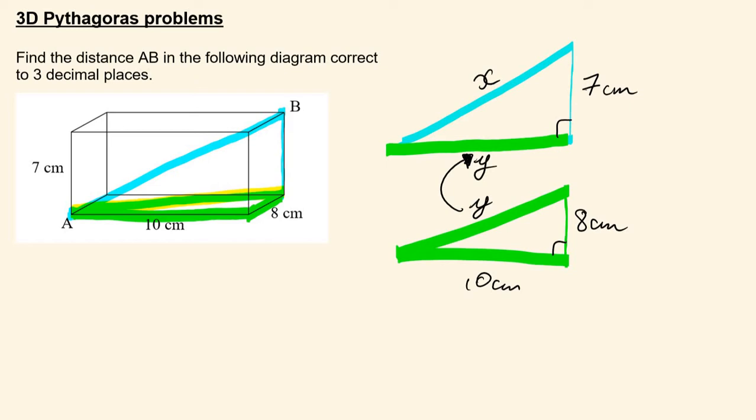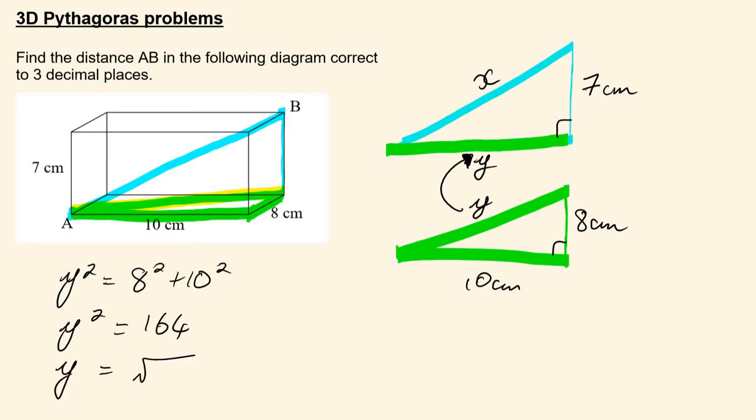So, y squared equals 8 squared plus 10 squared. y squared equals 164. y equals root 164 centimeters. It's an intermediate value. Don't evaluate it. Keep it exact. And then we go on to our second calculation.